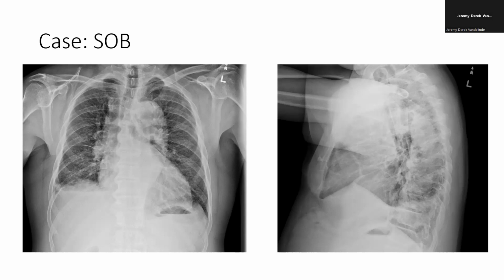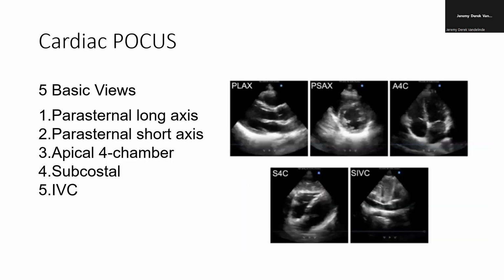But being that we're a high-volume POCUS center and we have a lot of POCUS-handy staff, the staff who was on did an ultrasound, and myself and the rest of the POCUS team also helped in doing these ultrasounds. And what we found actually ended up changing our management pretty significantly. So just a very brief overview of cardiac POCUS: the 5 basic views you're going to get are the parasternal long, the parasternal short axis, apical four, subcostal, and IVC.